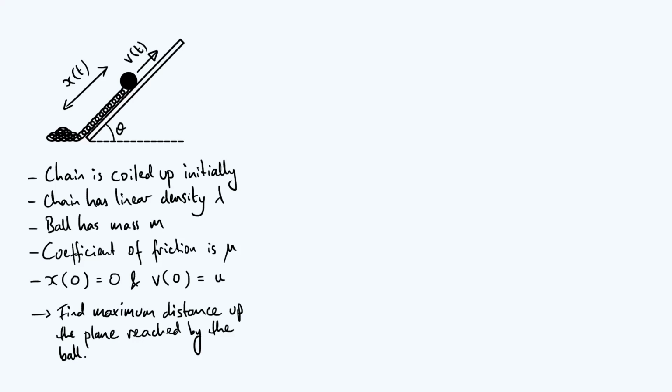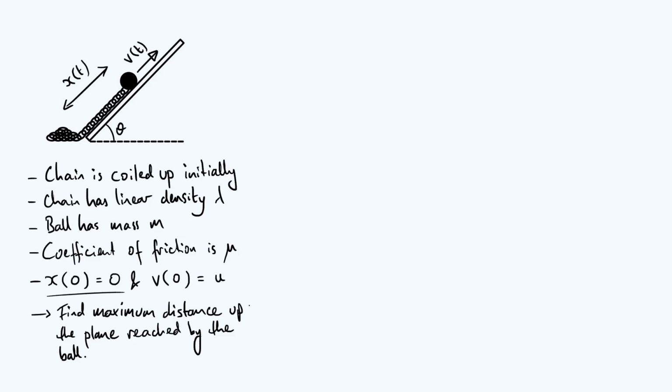So I've also specified a couple of initial conditions. Firstly, that x of 0 is 0. So what does that mean? Well, if you look at the diagram, you can see that I've defined x as a function of time to be the distance up the plane traveled by the ball at the end of the chain. So if we're saying x of 0 is 0, that's just putting into mathematical form this idea that the chain is initially completely coiled up. So we just have a ball sitting at the very base of the plane with a fully coiled chain.